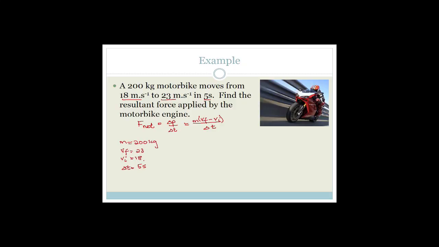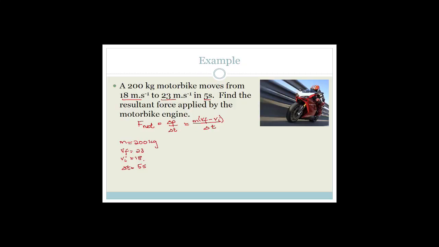And I know that this is a vector, and I know that we need to worry about directions, but do you see that the motorbike is traveling all in the same direction the whole time? It's going from 18 meters per second to 23 meters per second all in one go, right? So if that's the case, we don't actually have to allocate a direction. We can just assume that the direction it travels in is positive. Right, so now we can substitute this into an equation and then we can get out our calculator.